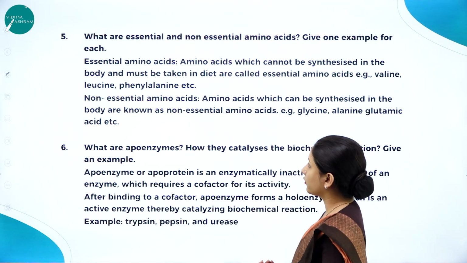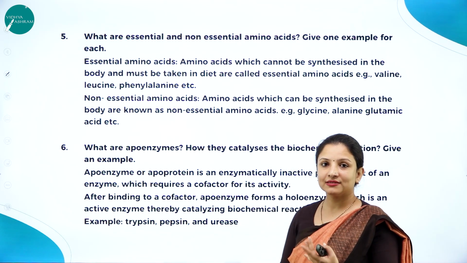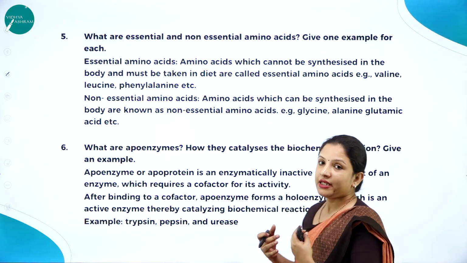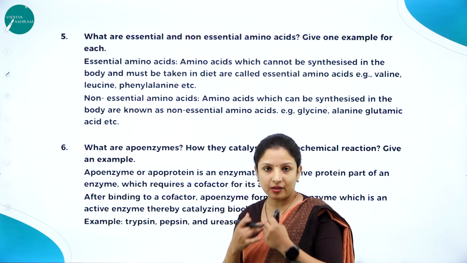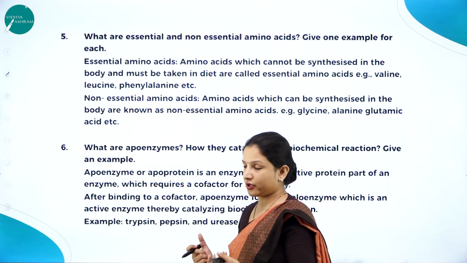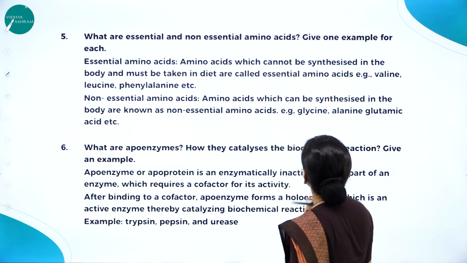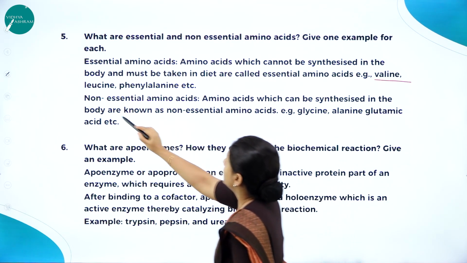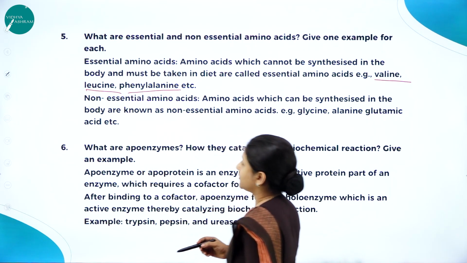This is also an important question. Essential amino acids means they are needed in a diet. You have to take them as a supplement in the form of food and all that, because they are not produced in the body. That is essential amino acids. Example, valine, leucine, phenylalanine, etc.